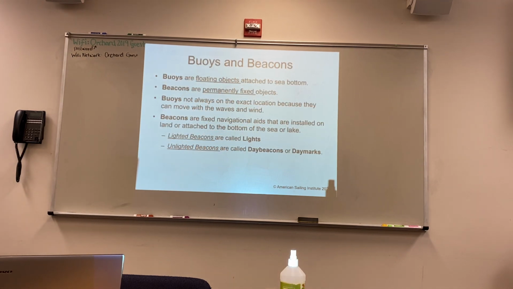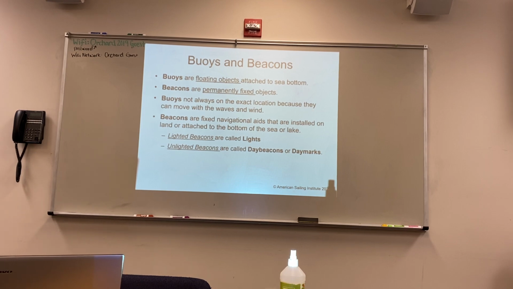We're going to talk about buoys and beacons. Buoys are floating objects that are attached to the sea bottom. They're not always in the exact location, as Paul said earlier, because they can move around with waves and winds. One of the reasons we don't always choose them to take a bearing to get a fix. Beacons, on the other hand, are permanently fixed objects.